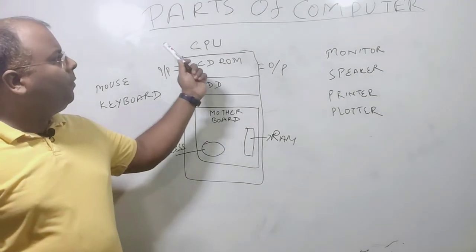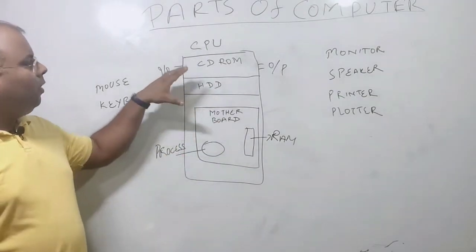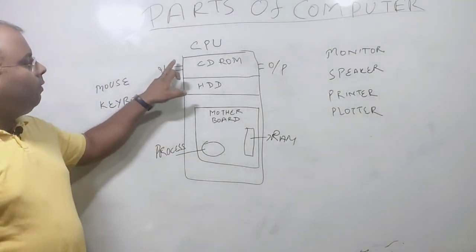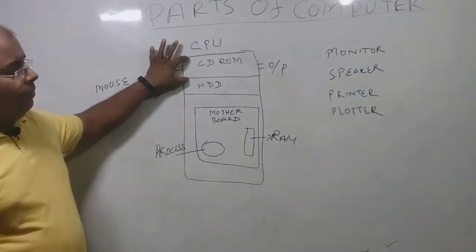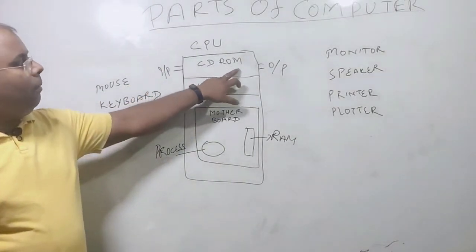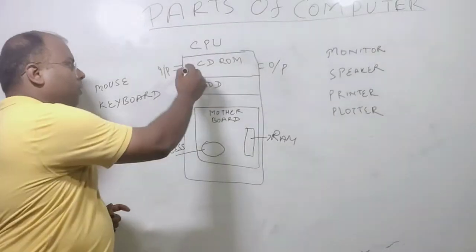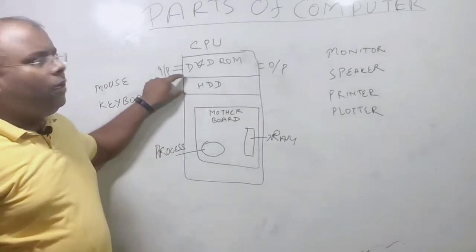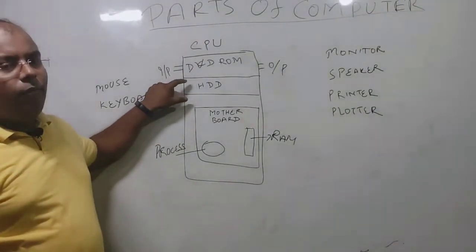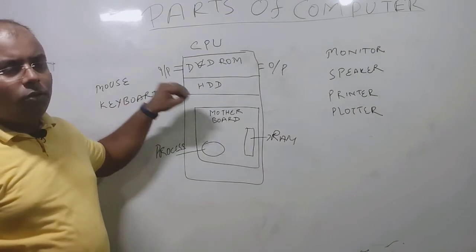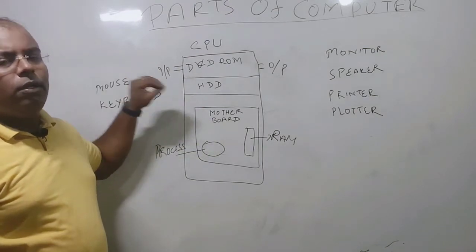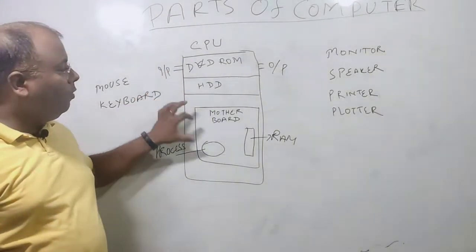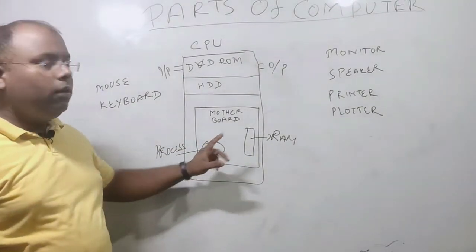So here is, you can say, the parts of the computer. In the computer there is a CPU, the central processing unit, the most important part. In the CPU there is a CD-ROM. CD-ROM means compact disk read only memory. Nowadays there is DVD also, but both are approximately the same. Then there is a hard disk. The hard disk is the place where you save your movies, your songs, your Excel files, each and every piece of data. You cannot read the hard disk without the use of the motherboard, processor and RAM.